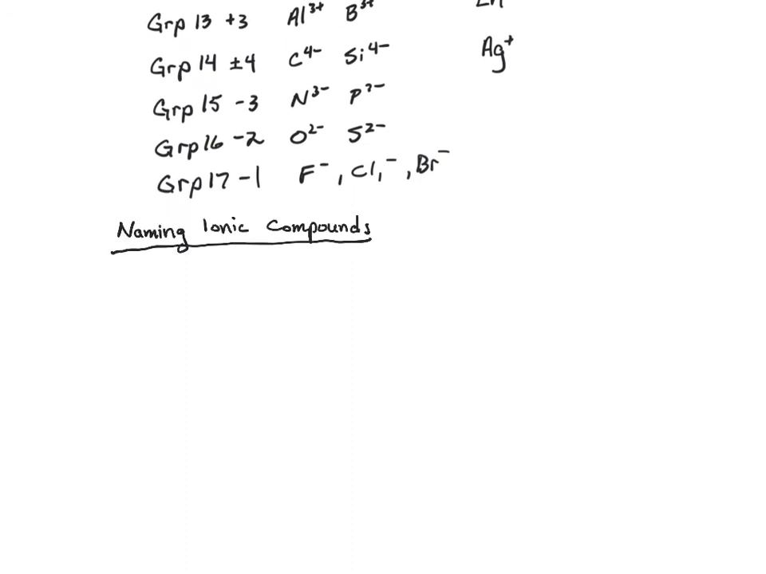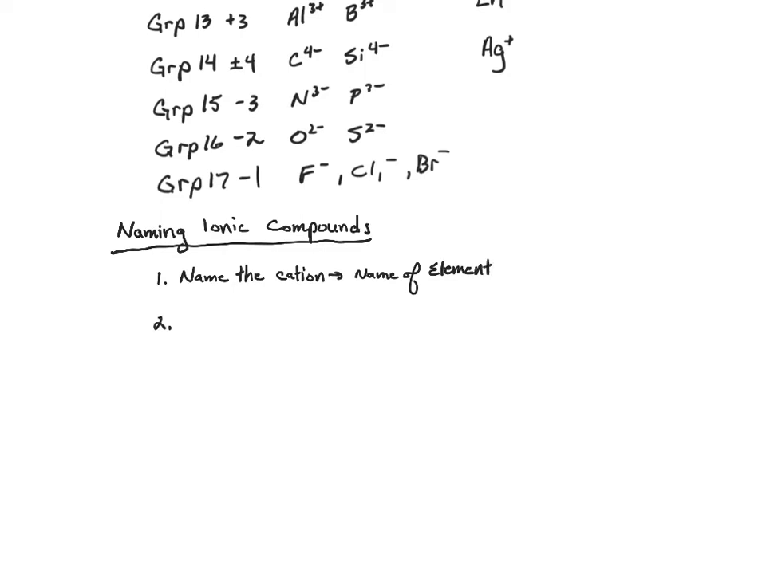Okay, the way that we name ionic compounds is fairly straightforward. There's just a couple steps here. The first step is to name the cation. And the name of the cation is fairly simple because it's just the name of the element. So if it was sodium, we call it sodium. If it was calcium, we call it calcium.